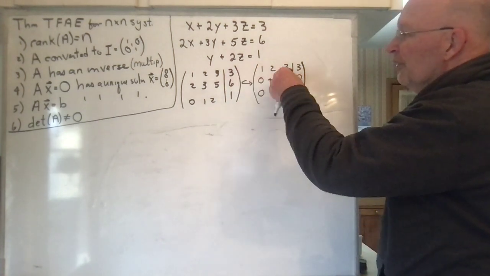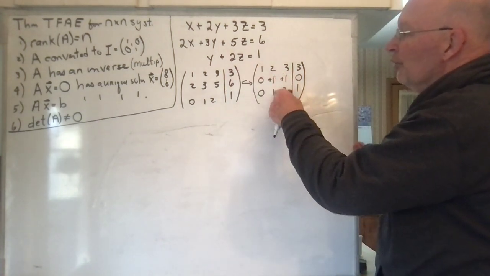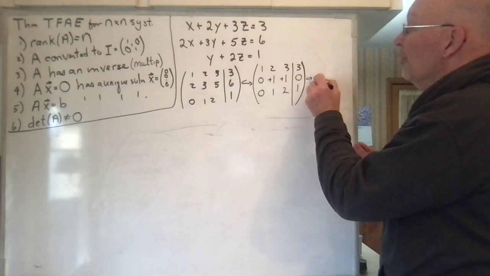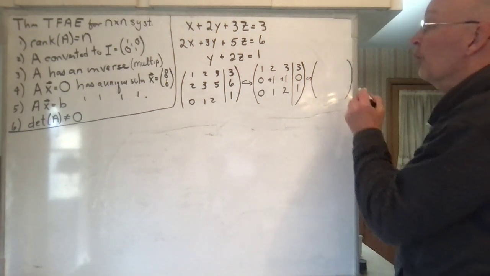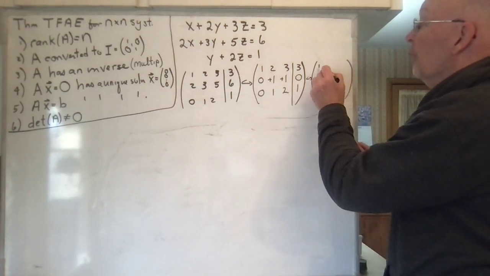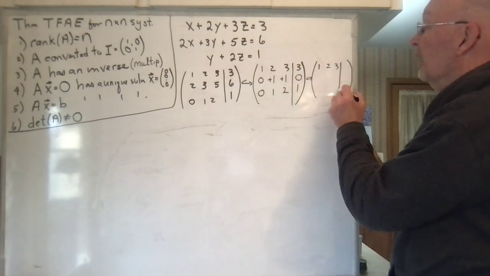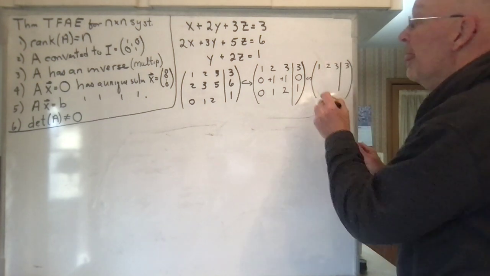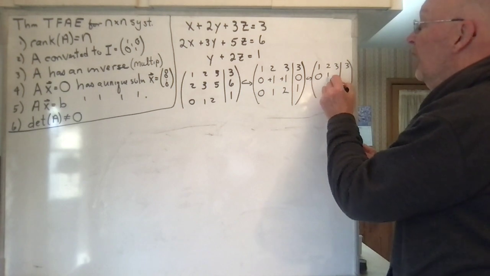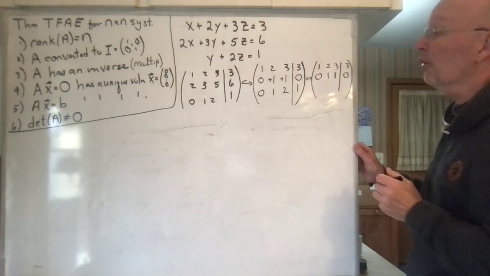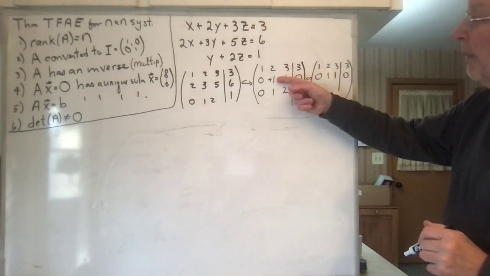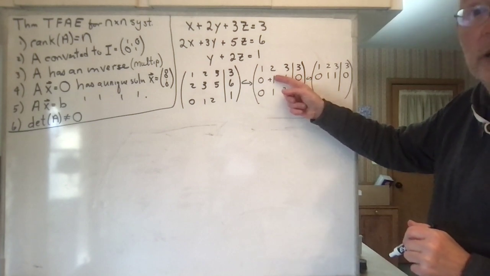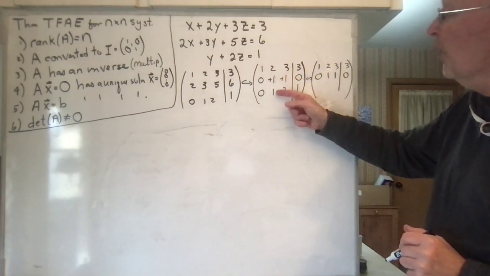Okay, so I continue this way. I've got a 1 here. Now I want to get zeros below it. So what do I do? I think I can squeeze one more in here. So it's going to be 1, 2, 3, 3, 0, 1, 1, 0. Leave that alone. Now, in order to get a 0 here, I'm going to have to multiply this by -1 and add it. So -1 and add it.